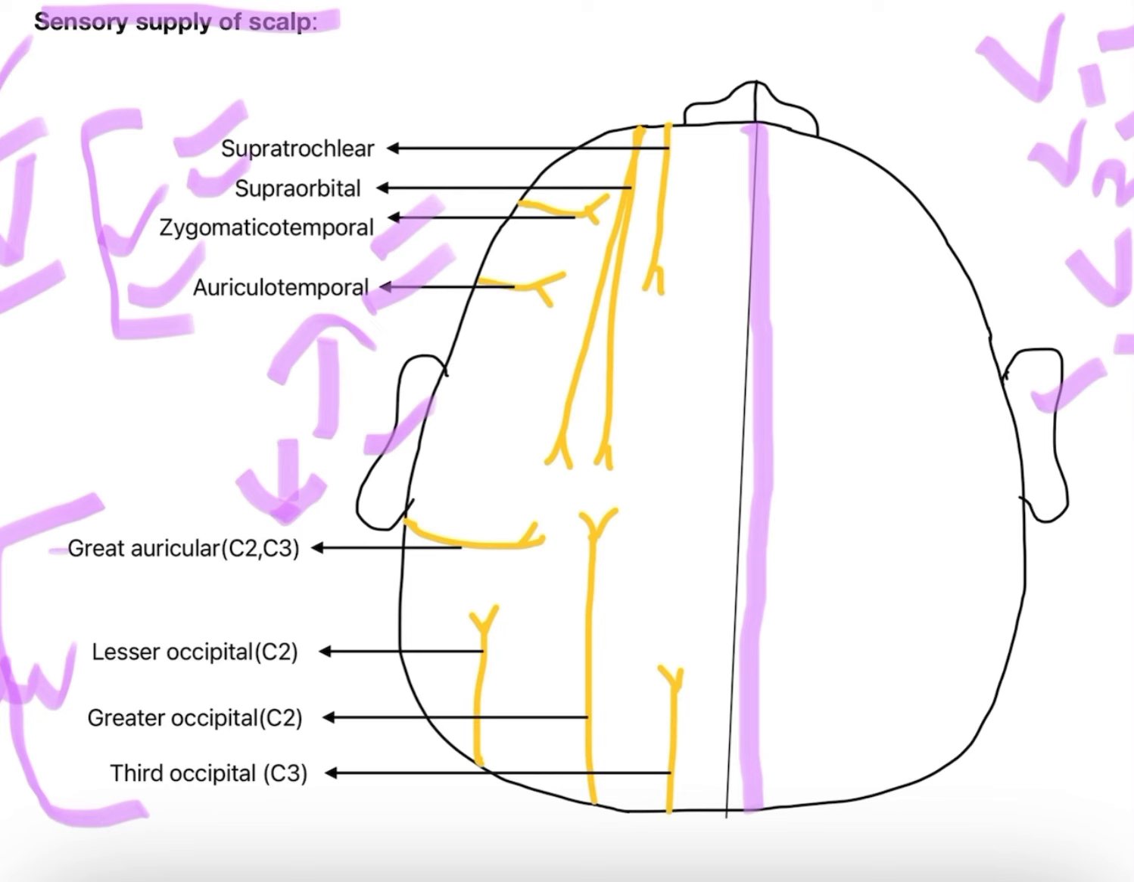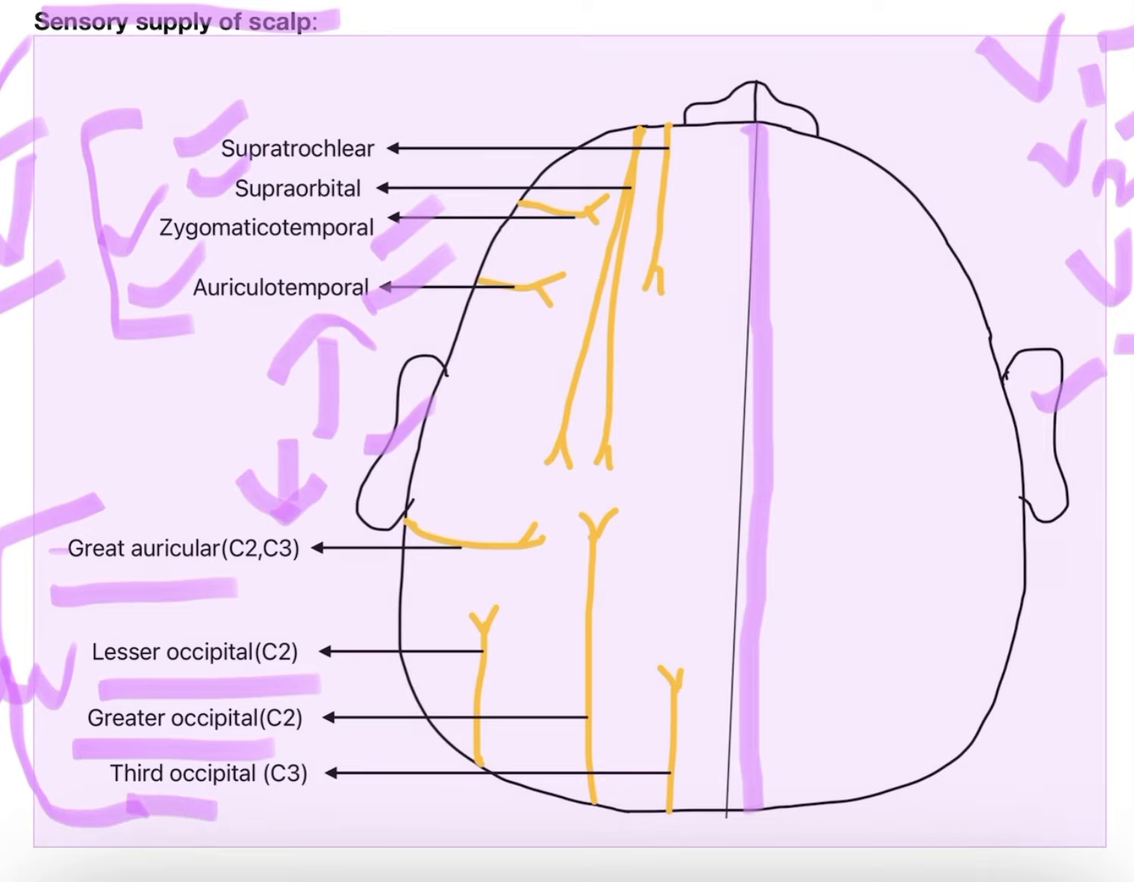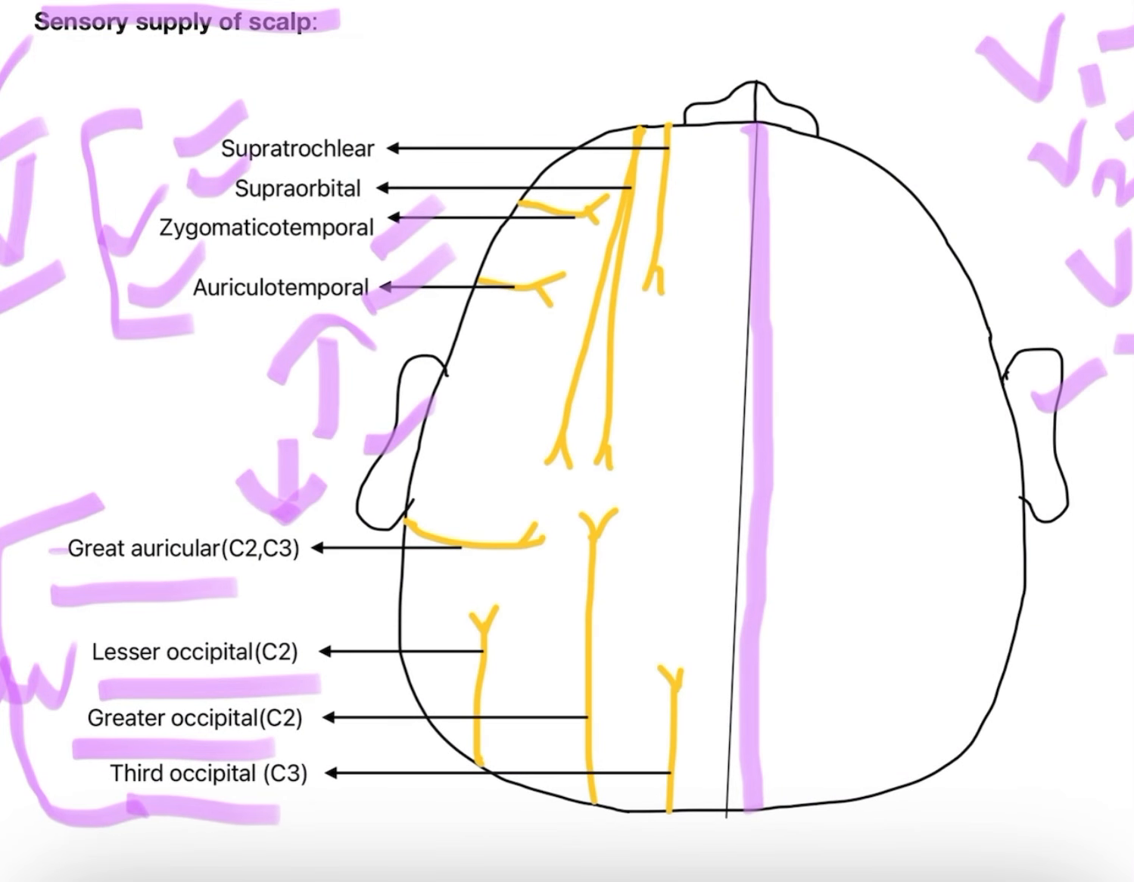When we think of the nerves which are present behind the auricle, they are great auricular, lesser occipital, greater occipital and third occipital nerves. Great auricular nerve is C2 C3, lesser occipital C2, greater occipital C2, third occipital C3. First two nerves are derived from the ventral rami, whereas the next two nerves are derived from the dorsal rami.